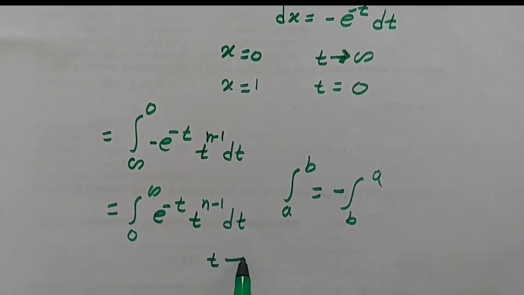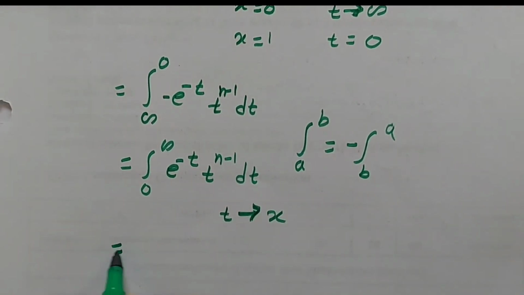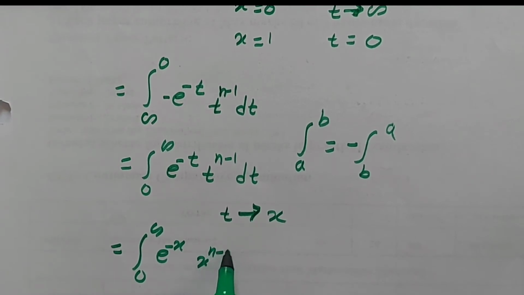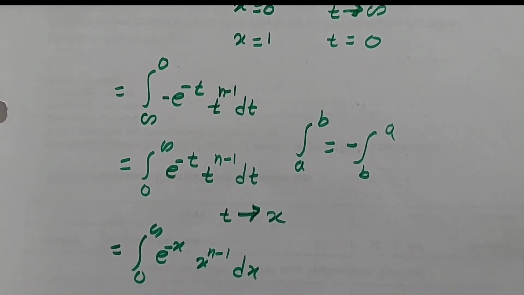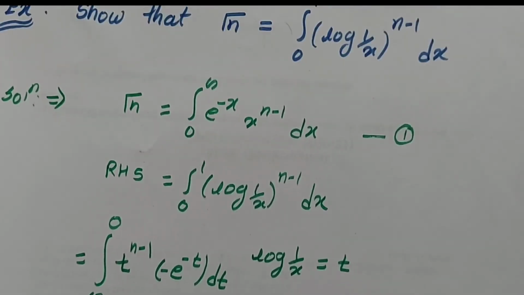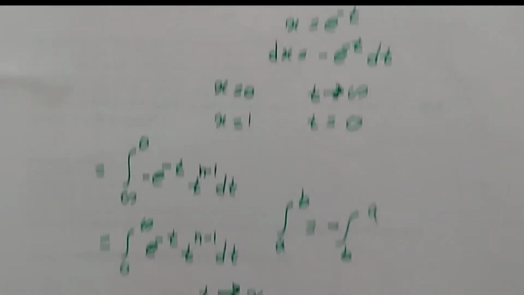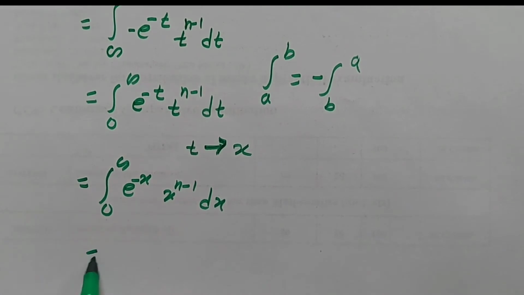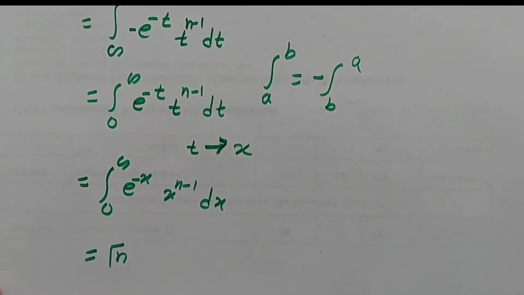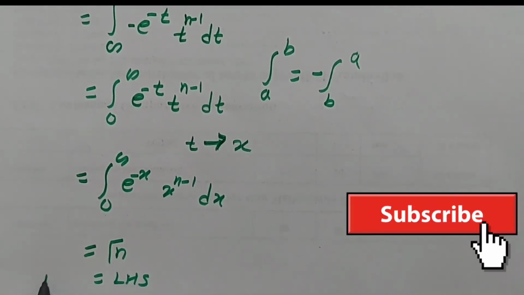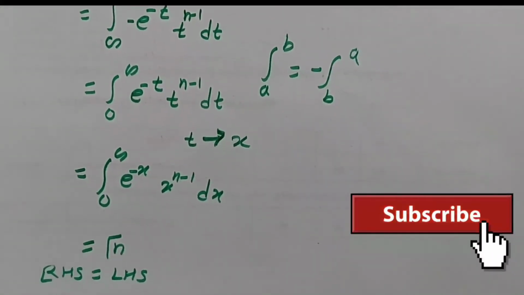In the next step we replace t by x. That means we put t equals x in the whole integration. Then this integration is the integral from 0 to infinity of e raised to the power minus x, x raised to the power n minus 1 dx. And by equation 1, that means by the definition of gamma function, it is gamma of n. So therefore, this is our left hand side. That means the right hand side is equal to the left hand side.